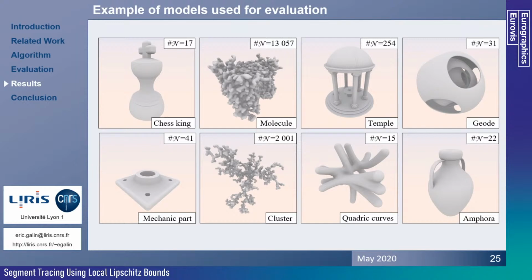Some objects, such as a chess king or the amphora, are made of a few geometric primitives, such as points, curves, or even surfaces of revolution that are combined together with blending and Boolean operators. Those objects were used to test the effectiveness of the local Lipschitz bound for primitives. The temple is an object of moderate size in terms of number of nodes, featuring many Boolean and blending nodes and replication operators. The cluster and molecule models are typical objects consisting of thousands of point primitives blended together and were used to test the performance of our method with large models.